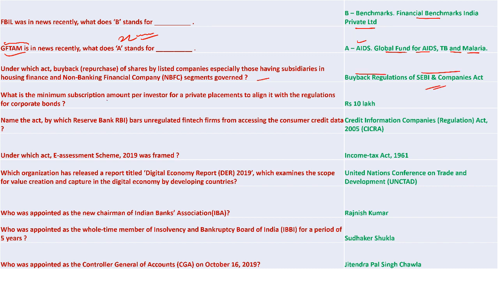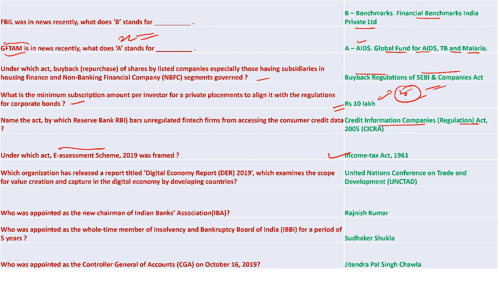What is the minimum subscription amount per investor for private placement to align it with the regulation for corporate bonds? This is now 10 lakhs. I think it's reduced from 25 lakhs. Name the act by which the Reserve Bank of India bars unregulated fintech from accessing consumer credit data. That's the Credit Information Companies Regulation Act. Under which act was the e-assessment scheme framed? That's the Income Tax Act 1961.